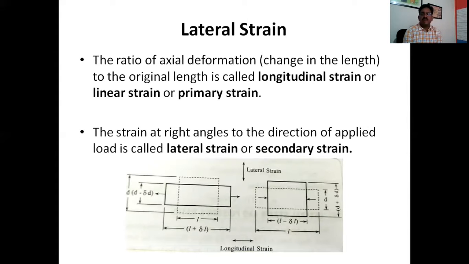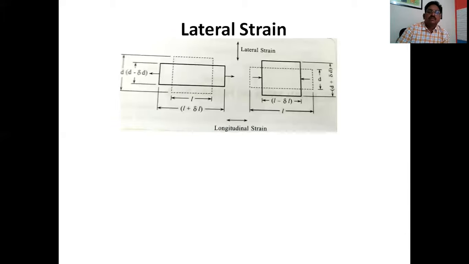So we have to clearly understand: the longitudinal strain, or linear strain, or primary strain, is the strain related to the axial deformation, that is change in length by original length. Change in diameter by original diameter, that is perpendicular to the axis, the axial force, is called lateral strain. So this is what we have.